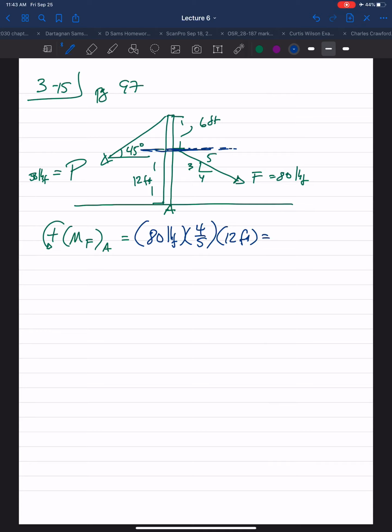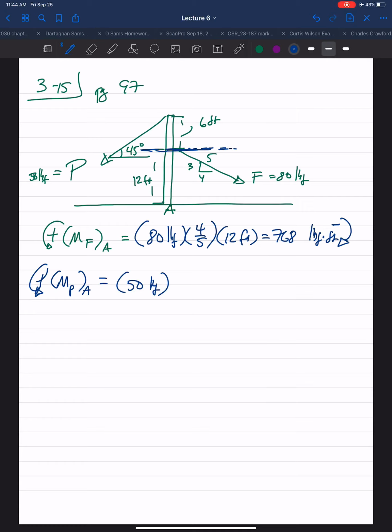Multiply this out, you get 768 pound force feet. Now that is pulling to the right of point A, so it's causing a clockwise, or negative, rotation about point A, because counterclockwise direction is positive. Now, the moment caused from force P about point A, force P magnitude being 50 pounds force.